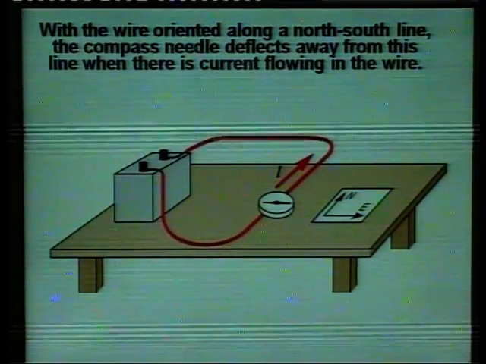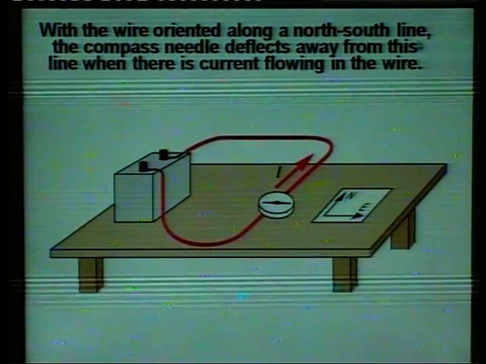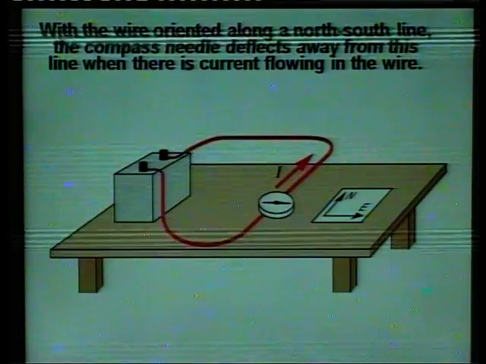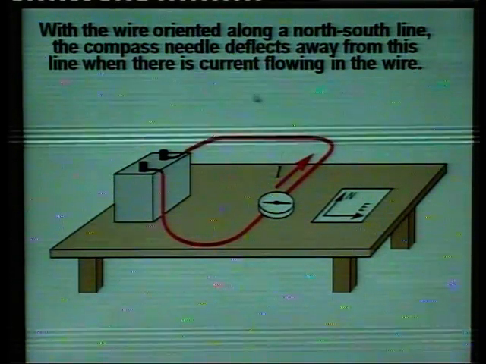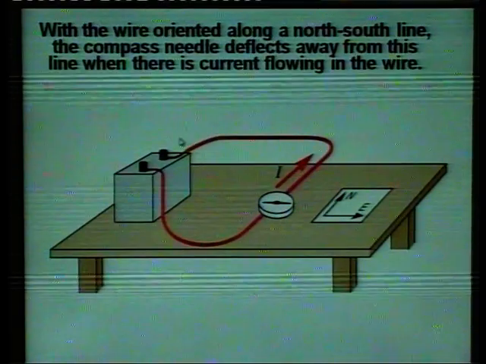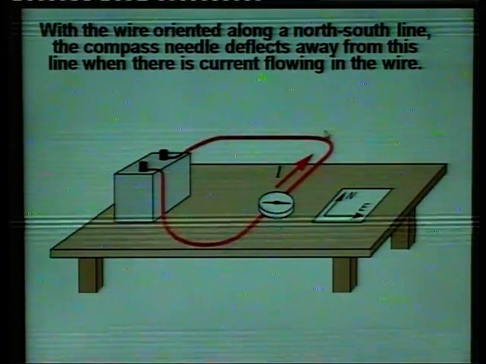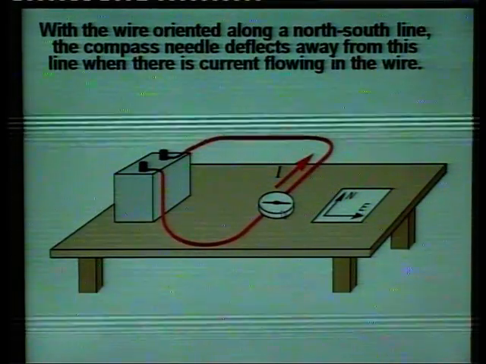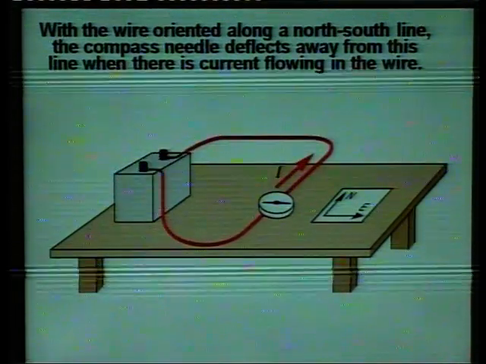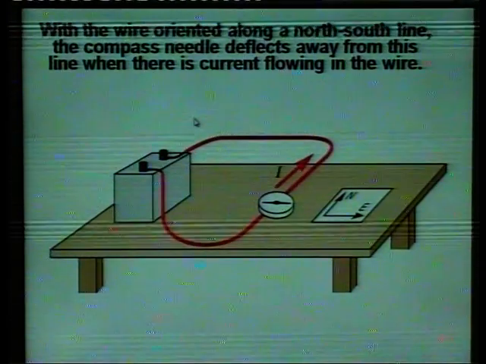With the wire oriented along a north-south line, the compass needle deflects away from this line when there is a current flowing in the wire. So when current flows through this wire, the magnetic compass needle shows deflection. This effect was first discovered by Oersted.